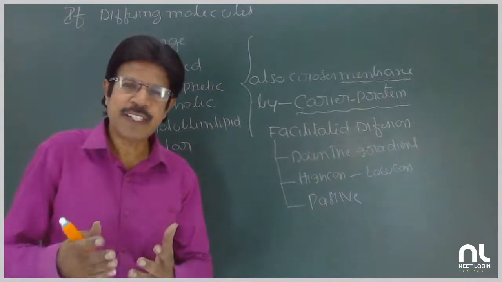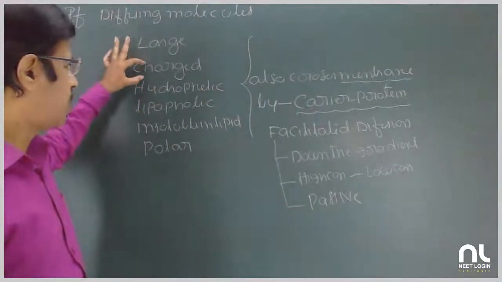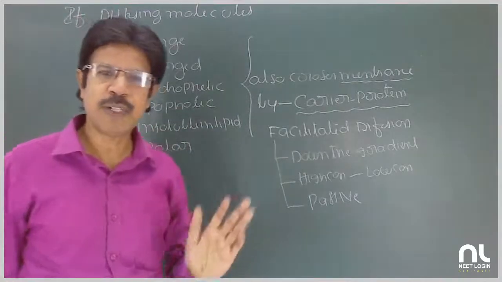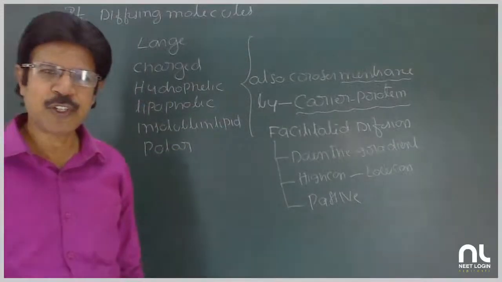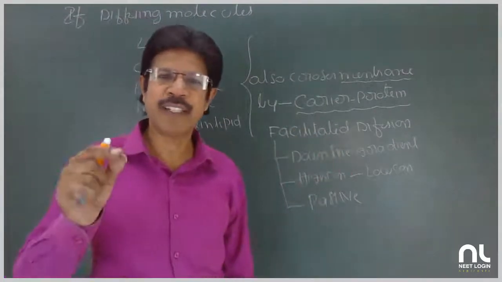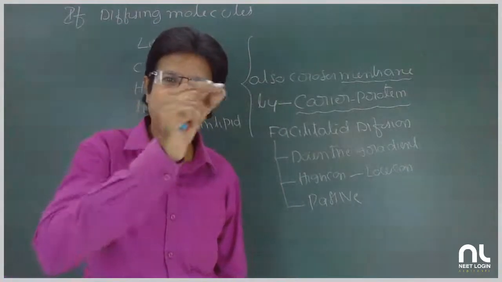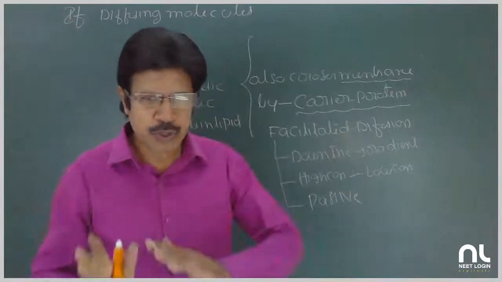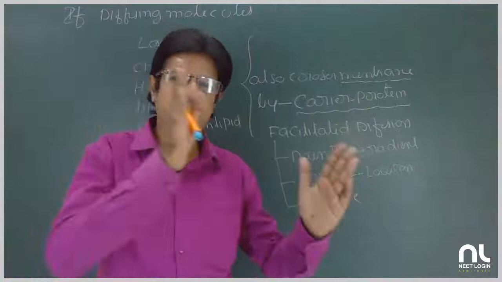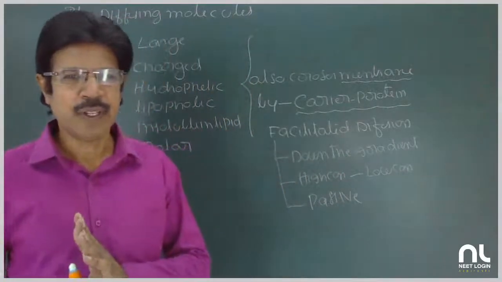When the molecule is large, charged, hydrophilic, lipophobic, insoluble in lipid and polar, it crosses the membrane with the help of a carrier. The carrier's nature is protein, and these carrier proteins are present in the plasma membrane, which allows these substances to cross the membrane from high concentration to low concentration. Simply, it facilitates the process.